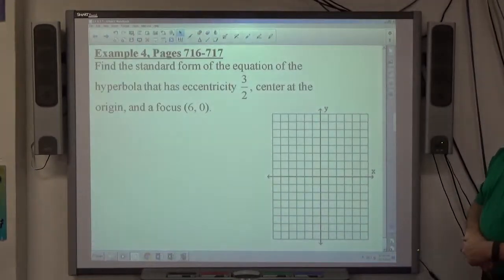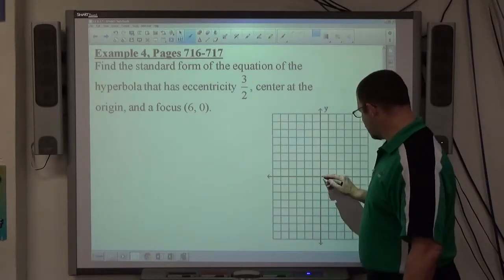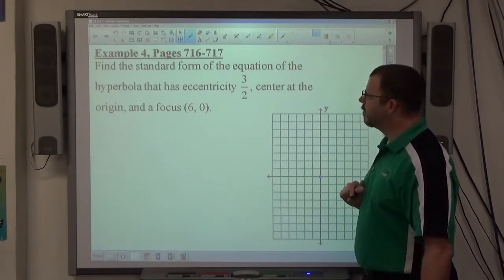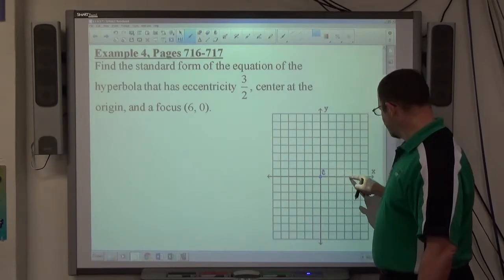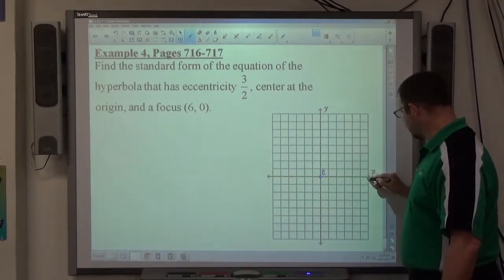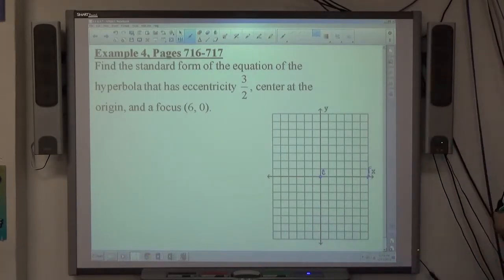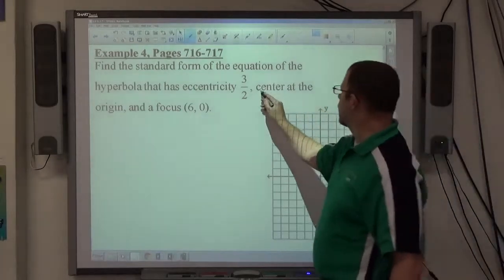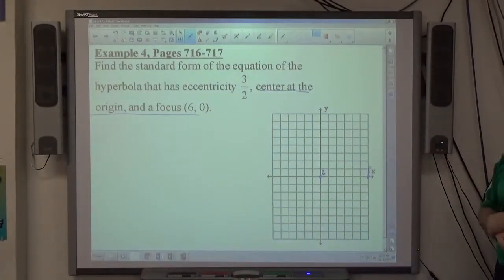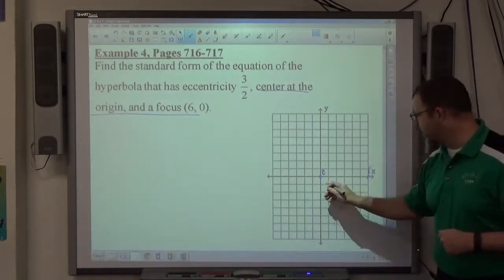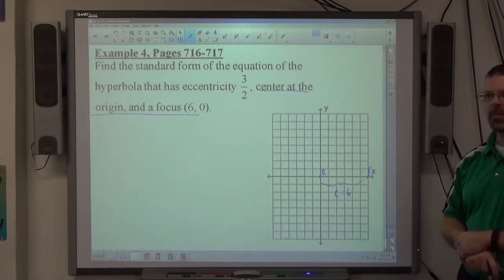So find the standard form of the equation of the hyperbola that has eccentricity 3/2, center at the origin, and a focus at (6, 0). So this is the center, 1, 2, 3, 4, 5, 6 is the focus. Just this part, center at the origin and a focus of (6, 0), immediately tells me it's a left-right hyperbola, so that's some good information. It also immediately tells me the value of c is equal to 6.